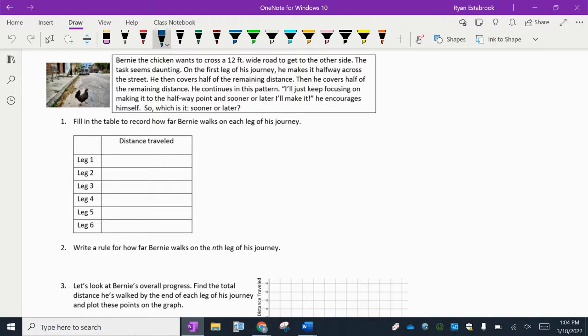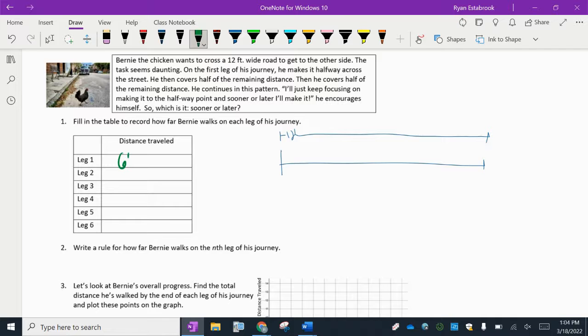Okay, so here is Bernie the chicken. The total distance is 12 feet. So this is 12 feet. And Bernie's trying to make it all the way across. Leg one. Bernie's going half the distance there. So how far did Bernie travel in leg one?